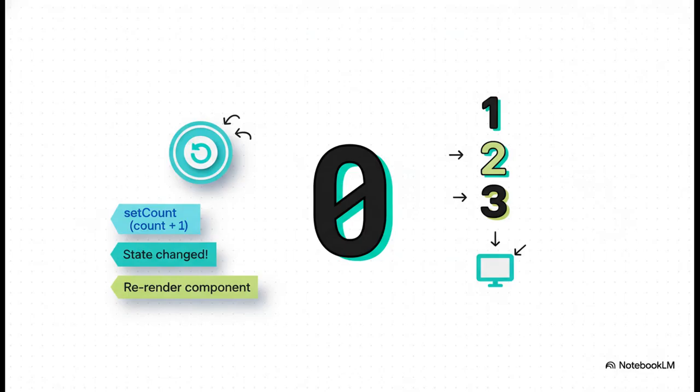Imagine a button on the screen. When you click it, your code calls setCount and tells it the new value, maybe count plus 1. That one call tells React two things. Hey, my state just changed, and you need to re-render this component to show the new value. So as you click, React updates the count from 0 to 1, then to 2, and so on, redrawing the screen each time. It's that simple.